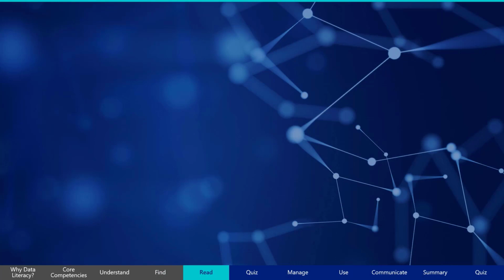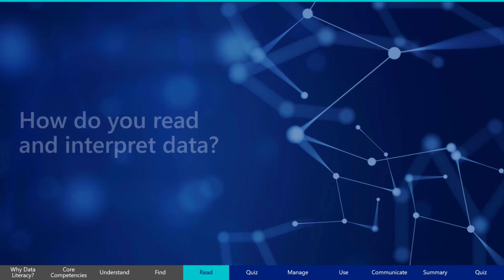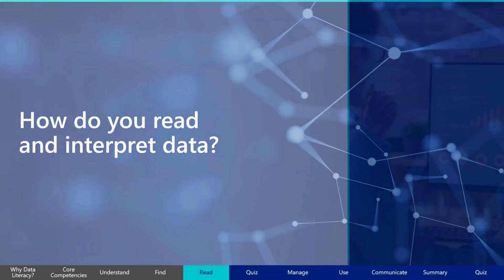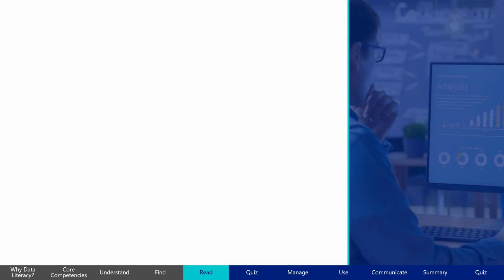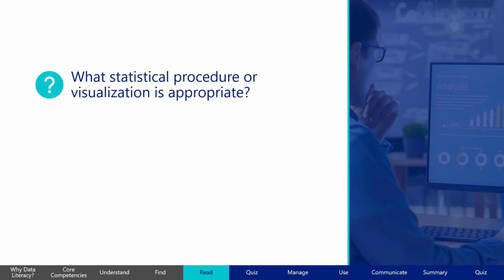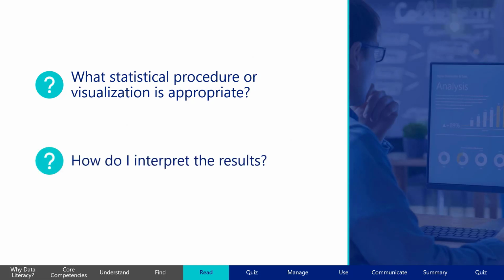Now you understand about different formats and sources of data, and the importance of being able to find the data you need. The next data literacy core competency is reading data. Reading data means understanding which statistical procedure or visualization is appropriate to use for answering specific questions, as well as how to interpret the results.